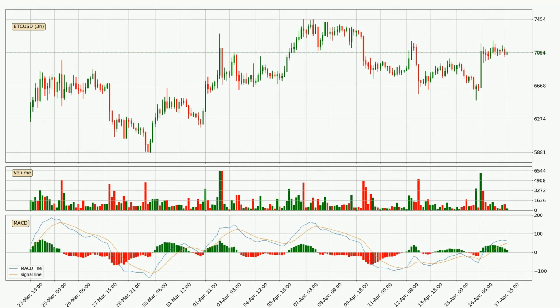Moving to the 3-hourly MACD, the MACD line is above the signal line, which shows that the current trend is on the upside. But according to the MACD histogram, we can see that the momentum is going down. Owing to this, we can expect the price to remain stable, and you should wait and see if the MACD line will cross the signal line, which will be a downward trend.